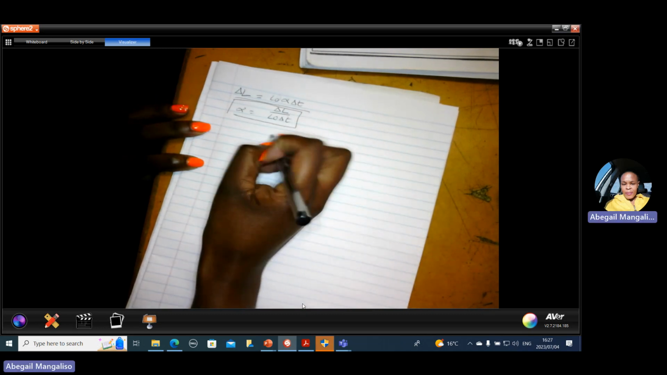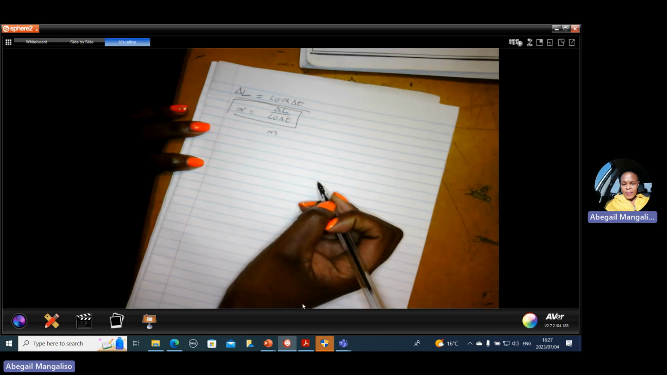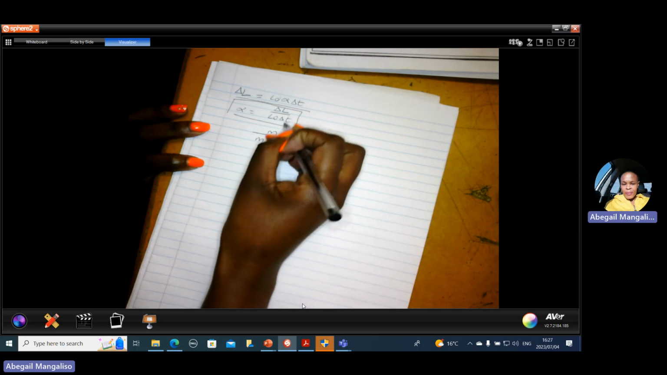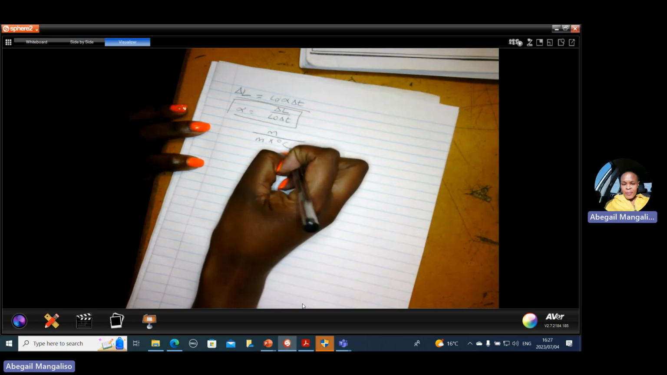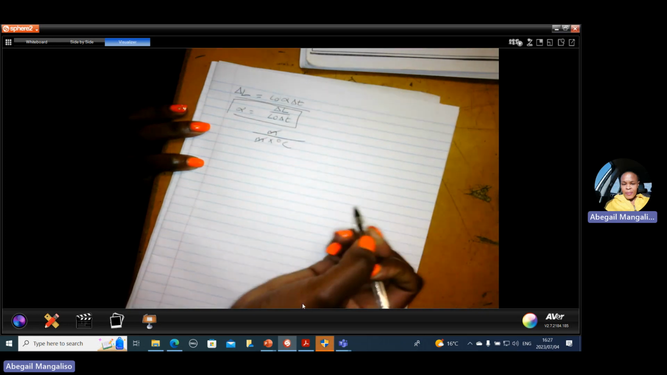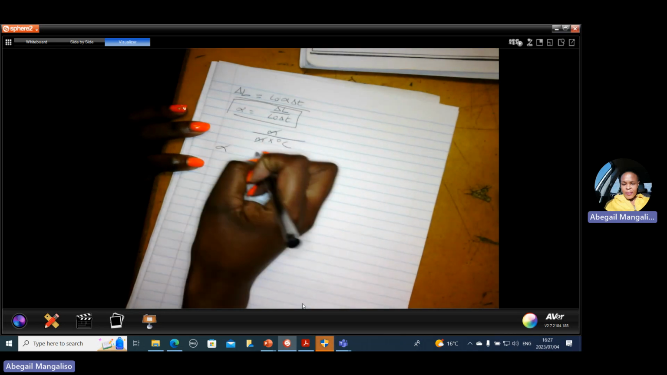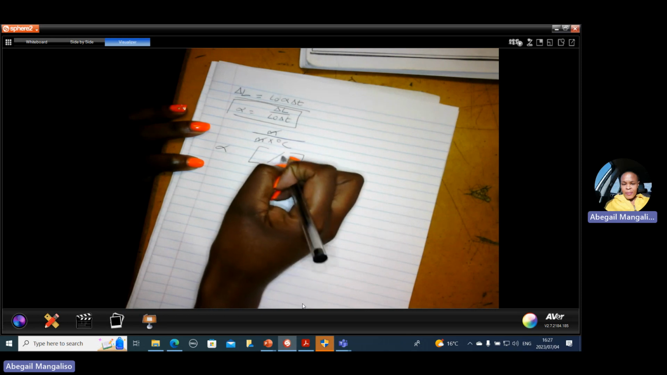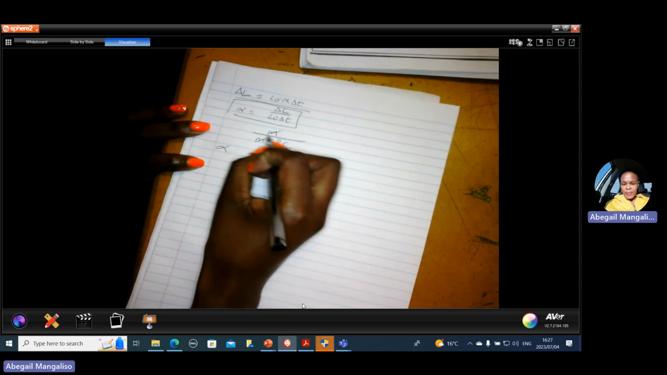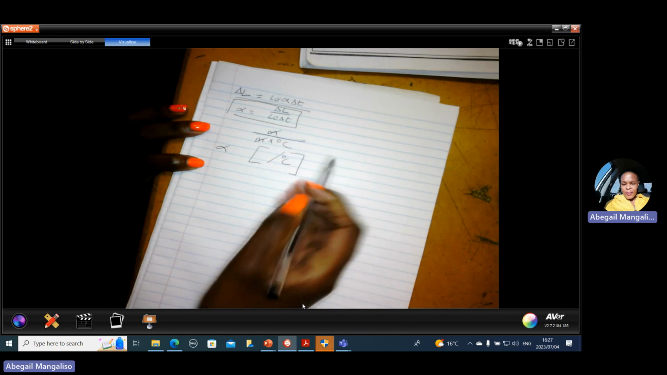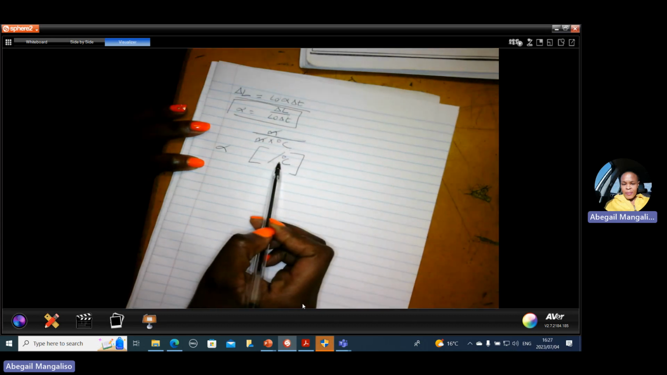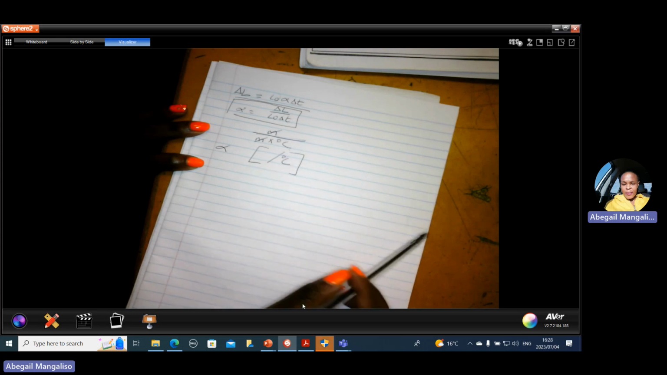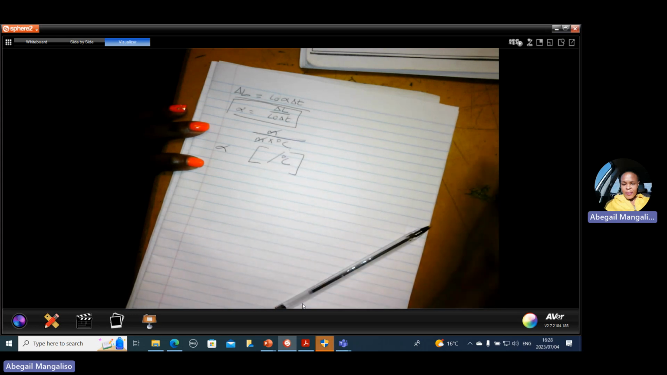SI unit of a change in length in general is meter, divided by original length, which is also in meter. Change in temperature is degrees Celsius. Meter cancels out meter. So the SI unit of linear coefficient of expansion is just per degrees Celsius. You are only left with per degrees Celsius. So these are the SI units. Whatever value you're going to get, then you say per degrees Celsius as SI units.